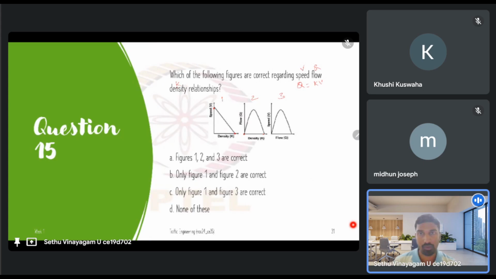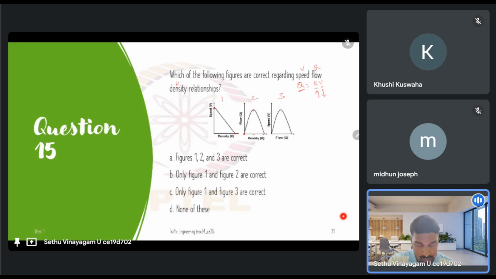So speed is almost zero at jam condition. So Q is dependent on both density and velocity. Density is high at jam condition, but velocity is low. So when these two are multiplied, Q will also go down, right? Therefore, at high density as well as at low density, you will have very low flows, and at some critical density, you will have the maximum flow happening, right? So therefore, the second relationship is also correct.